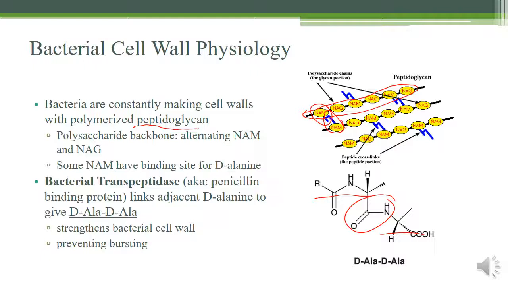This peptide bond is made by an important enzyme known as transpeptidase. Transpeptidase also has another name. It's also known as penicillin binding protein because it is the target of beta-lactams such as penicillin. The important thing you need to know is that this transpeptidase makes the peptide bonds between the adjacent alanine groups. This peptide bond is going to be called D-ala-D-ala linkage, and this D-ala-D-ala linkage adds integrity to the bacterial cell walls and prevents it from bursting.